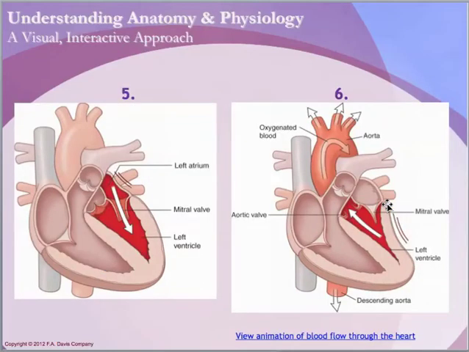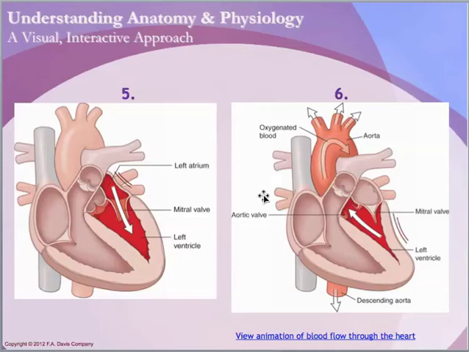Similar thing is going to happen when the left atrium is full. It's going to contract, forcing the mitral or bicuspid valve open, and blood is pumped into the left ventricle. When the left ventricle is full, the mitral valve closes to prevent that backflow. The ventricle then contracts, forcing the aortic valve open, allowing blood to flow into the aorta, and there the oxygenated blood is going to be distributed to all the organs and tissues in the body.